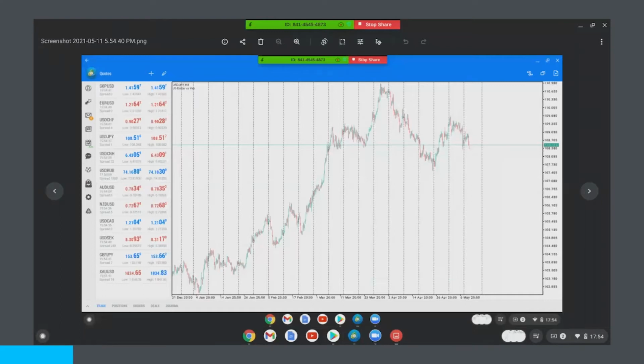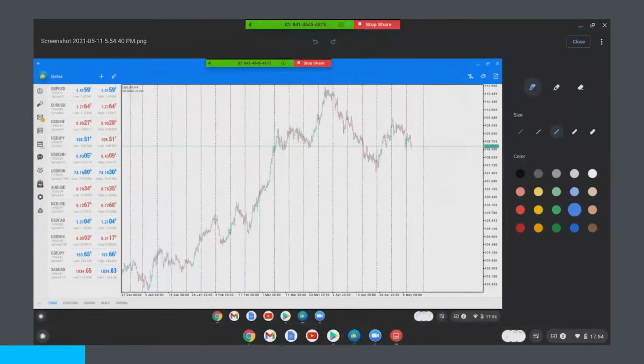If we have a look here at the USD JPY, what we can see is a number of thrusts and reactions. For example, we have one here, thrust, reaction, and again, thrust, reaction, thrust, reaction, and so on.